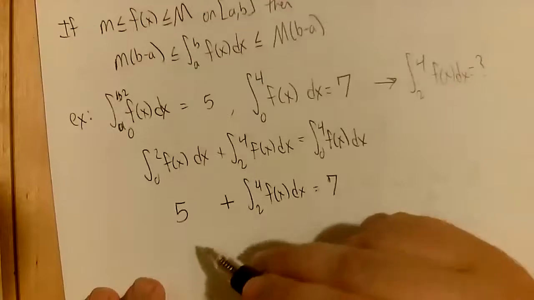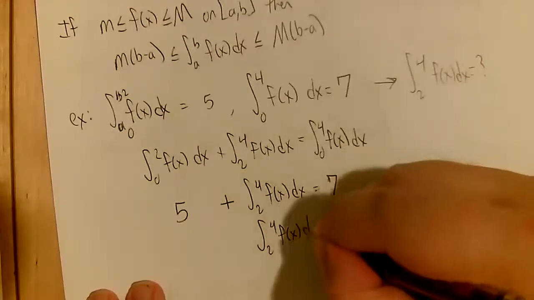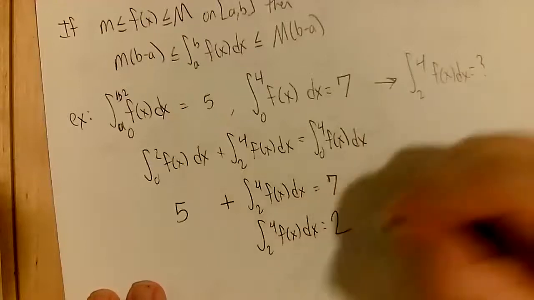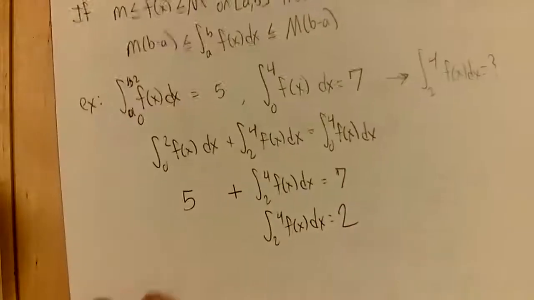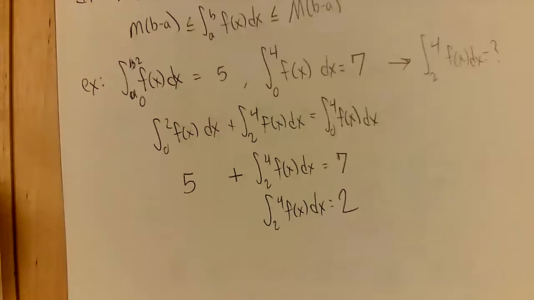So if we solve this algebraically here, we see that this integral, even though we don't know what the function is, we do know that this integral must end up being 2. So the area under this curve from 2 to 4 must be 2. We're able to do that without drawing any pictures or knowing what the function is, simply using the properties we've developed for integrals.